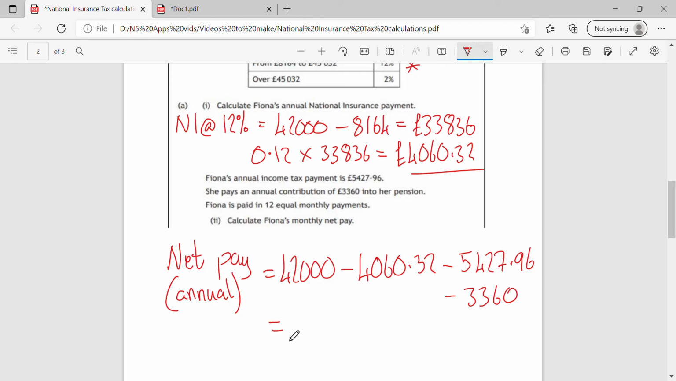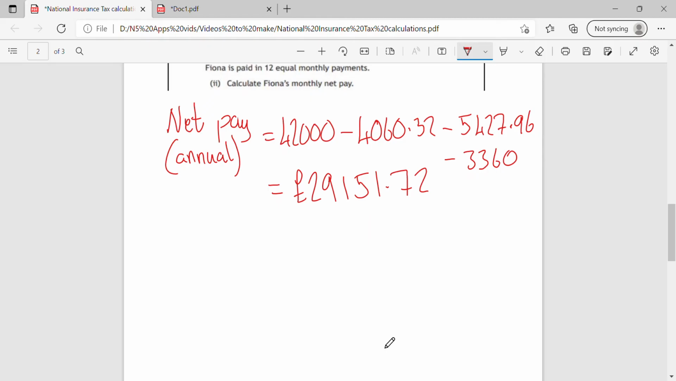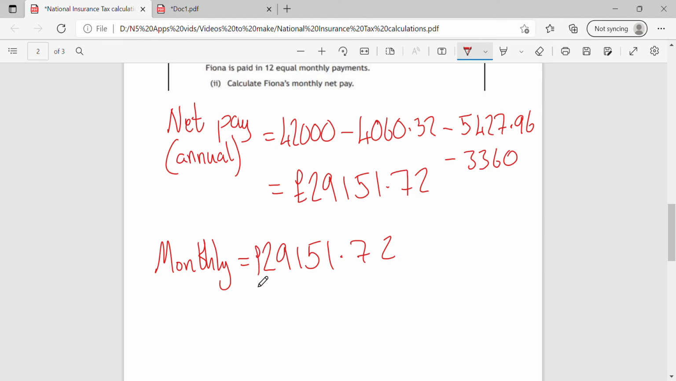And if she's paid in 12 payments throughout the year, we're just going to divide by 12 to get the monthly net pay. So it's 29, this is annually. And then monthly, we just divide that by 12. So we're getting a different flavour of types of questions that can get asked. But most of them tend to follow an A and a B part structure. A, work out the national insurance, and then B, work out the net pay of some sort. So dividing that by 12, this person gets £2,429.31 per month.